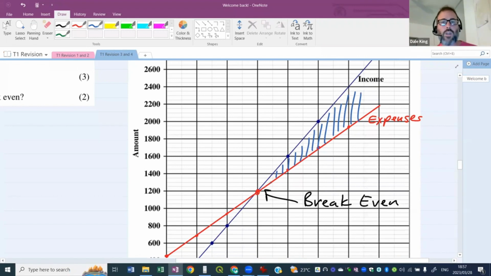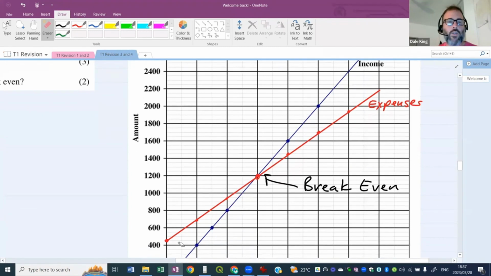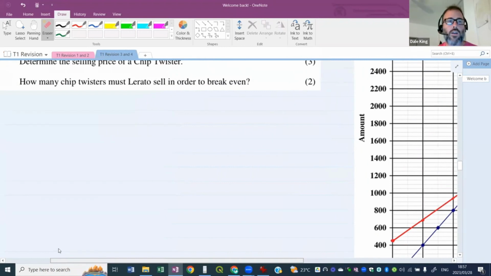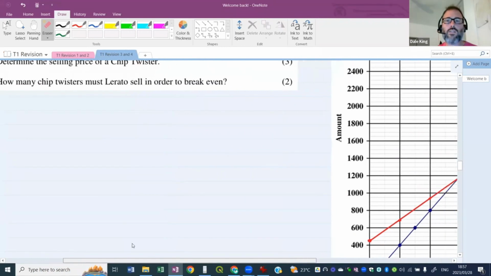So business people do this investigation and they work out, where will we hit the break-even point? How many chips do I have to sell to break even? Because before this number of chips, you're actually making a loss because your fixed expenses are always there. So you have to cover them. So you have to sell a certain number of chips to break even. Now the question says, how many chip twisters must Lerato sell in order to break even?